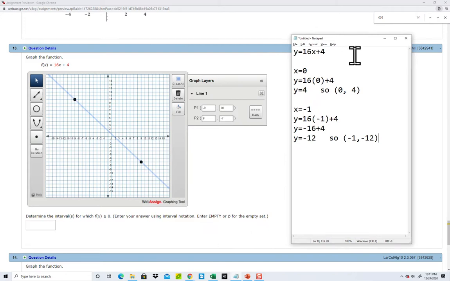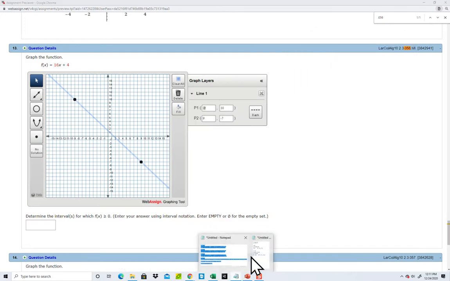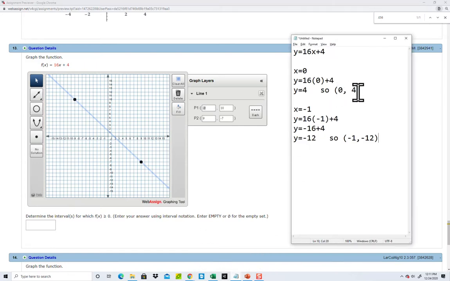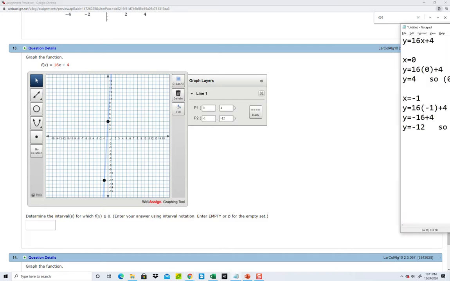This is our 2 points we have. So I'll come here, click. By the way, I'm putting in 0, 4 and negative 1, negative 12. So 0, 4 and negative 1, negative 12. And then that's how you graph your line.